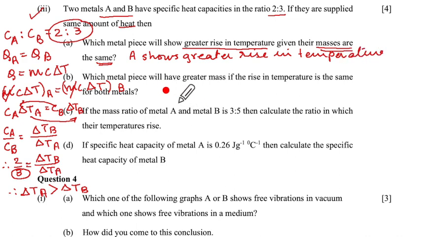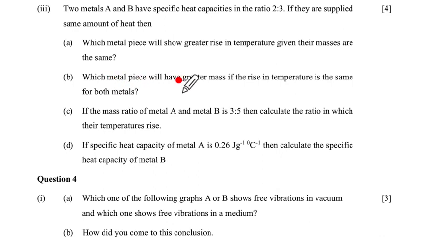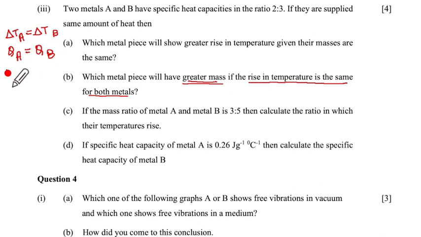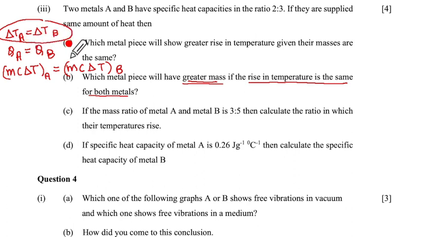All right. Now, let us look at the B part. Which metal piece will have greater mass if the rise in temperature is the same for both the metals? Now, here what are they telling us? They are telling us that delta T of A is the same as delta T of B. So we again start with heat for A is the same as heat for B. So we'll have mc delta T for A is the same as mc delta T for B. Now delta T of A and delta T of B, they are equal.